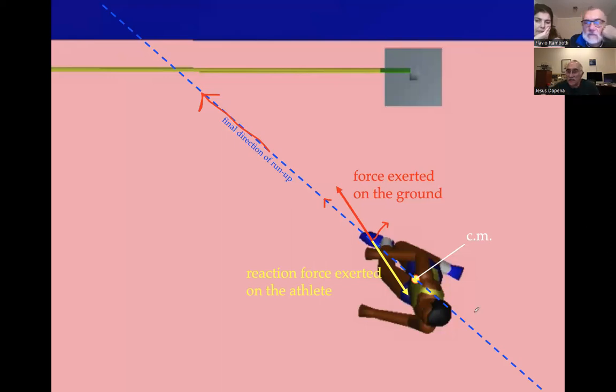As you can see, the force made by the ground on the body does not pass through the center of mass. Notice that this is off center here, right? This distance is called the moment arm or the lever arm of the force about the center of mass. So you have an off-center force.